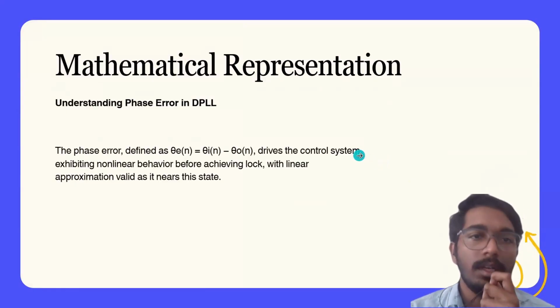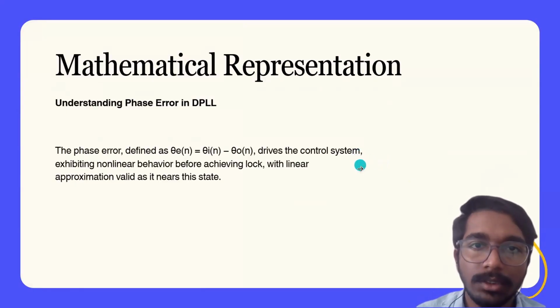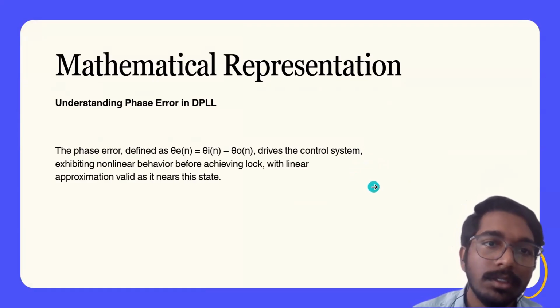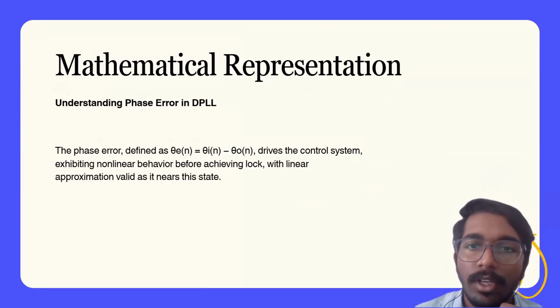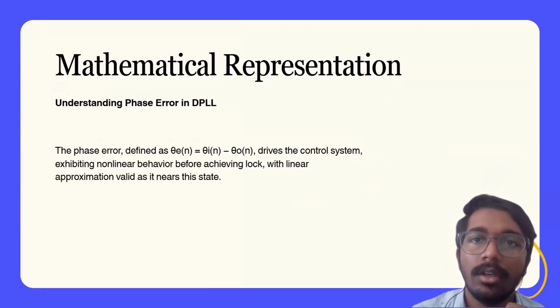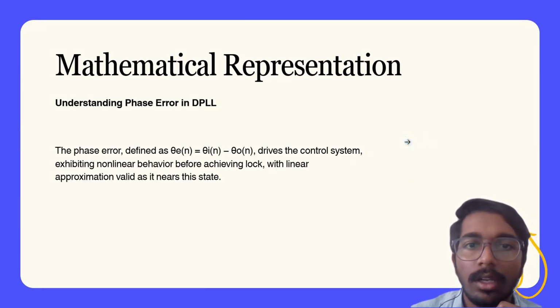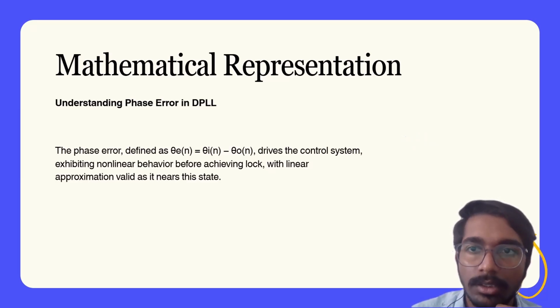Looking at the mathematical representation of the phase error in a DPLL, the phase error is defined as the difference between the input phase and output phase. In simple terms, we can write it as input phase minus output phase. The phase error signal is the key quantity that drives the entire loop. It tells the system how much correction is needed.